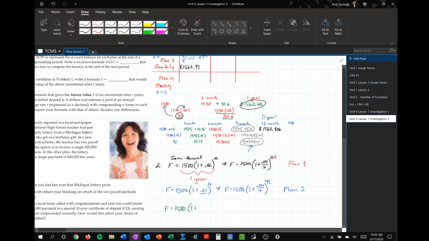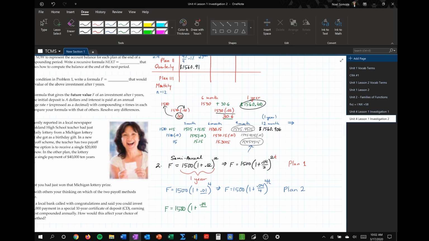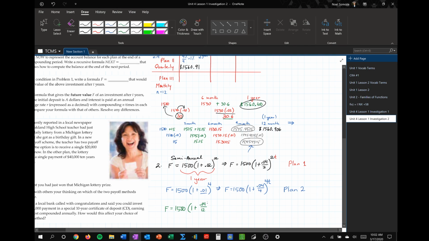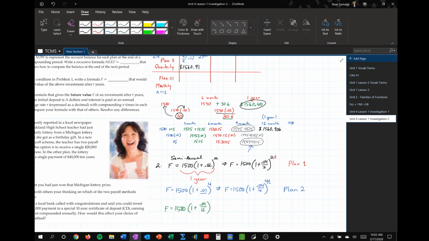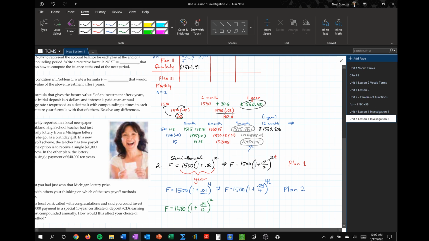It's still 1 plus. Okay, now here, remember it was 4%, so that's 0.04. But how many times do I have to do it if it's a monthly plan? Well, it's got to be 12. So I have to take that percent and divide it by 12. If I need to do it 12 times in a year, then this is going to go up to the power of 12. Okay?